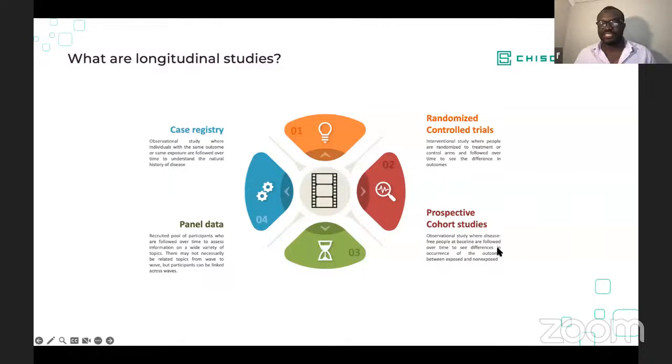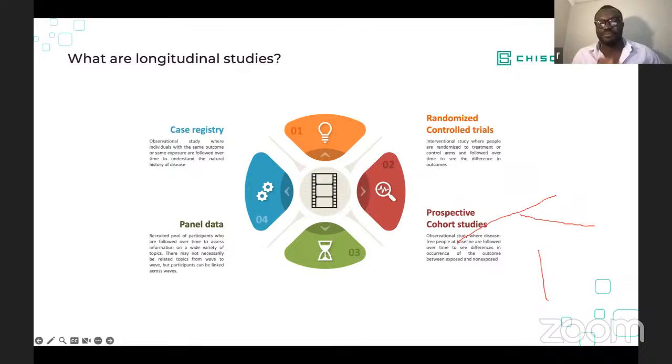But unlike cohort studies, it's not as if there's a clear distinction between people who are exposed or non-exposed. It's just a bunch of random people who I'm following over time to see whatever outcomes I'm interested in capturing.